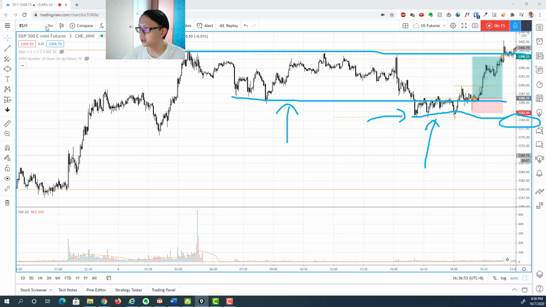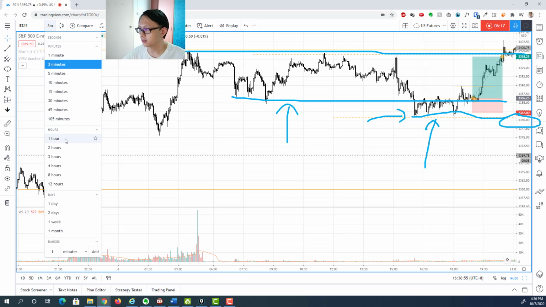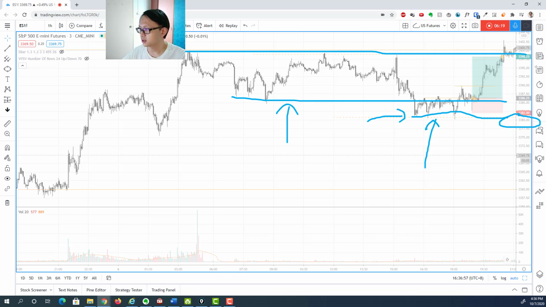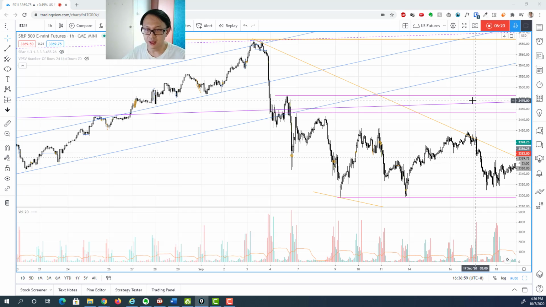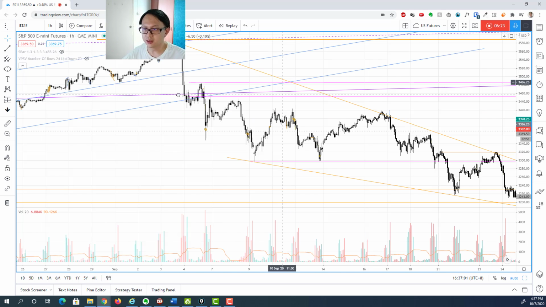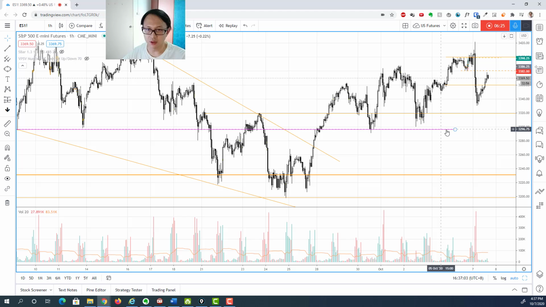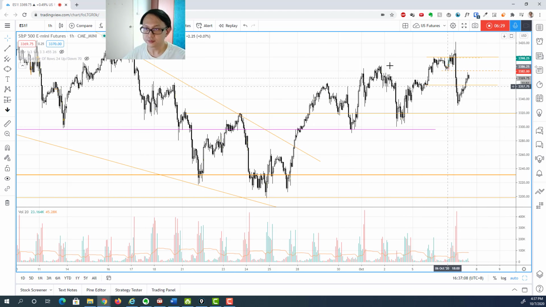So if we just take a zoom out view, let me go back to the hourly time frame, and you can see that 3380 is always one of the good levels to pay attention to. That's just based on this swing high alone. So let me highlight this. That's the swing high level at around 3380.